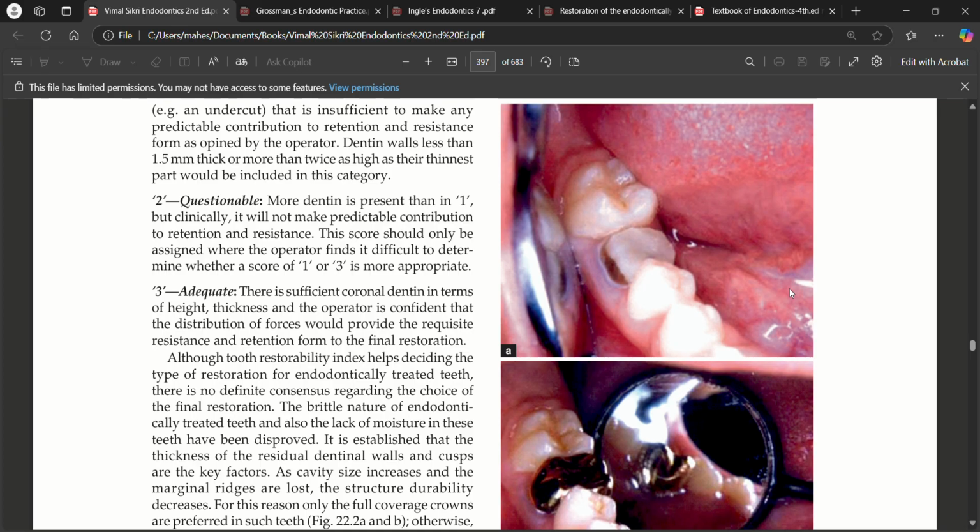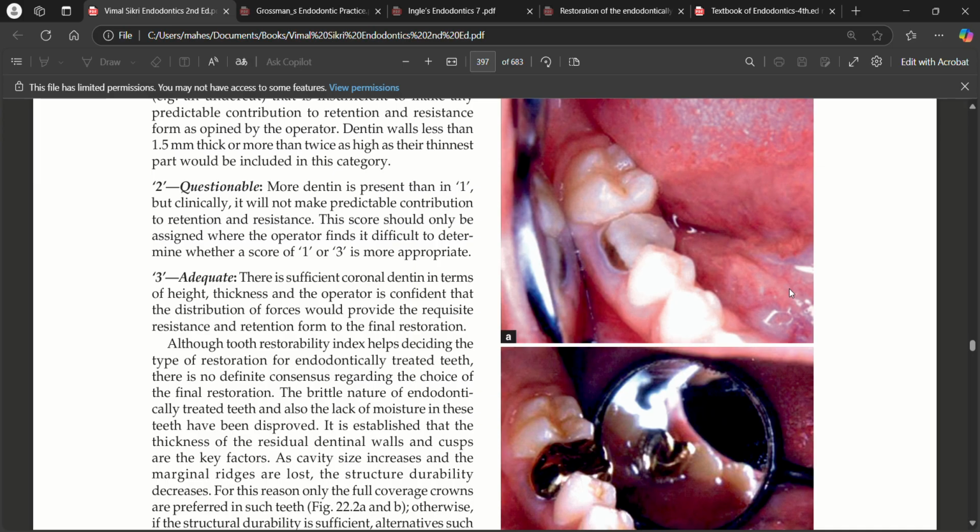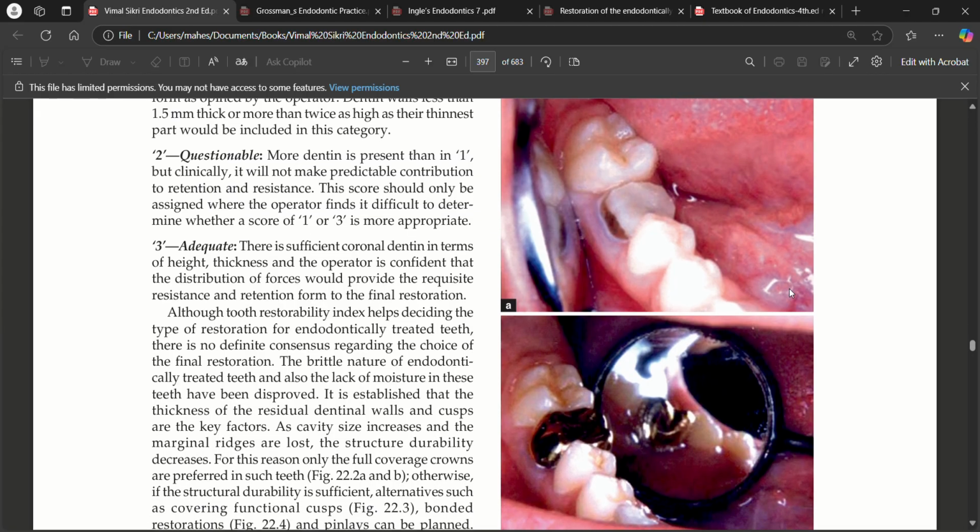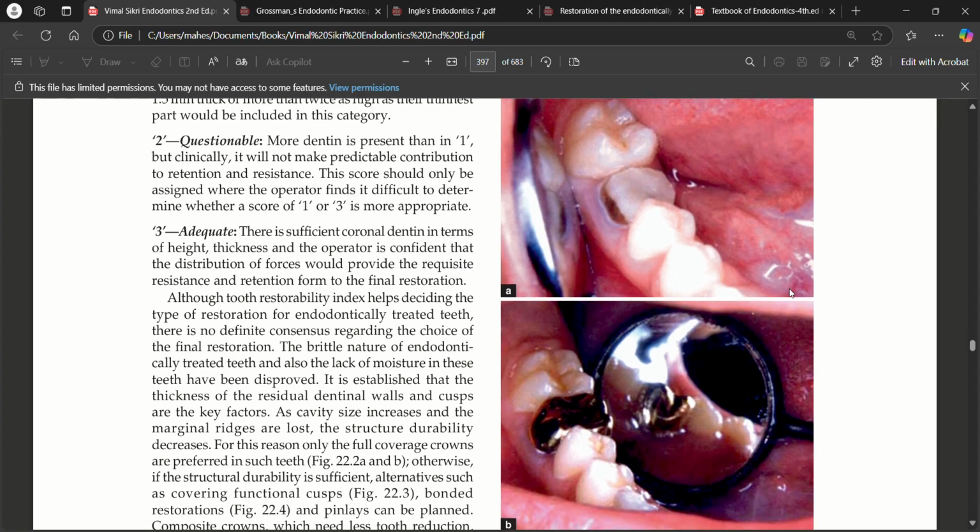Although the tooth restorability index helps in deciding the type of restoration for endodontically treated teeth, there is no definite consensus regarding the choice of the final restoration. The brittle nature of endodontically treated teeth and also the lack of moisture in these teeth have been disproved. It is established that the thickness of the residual dentin wall and cusp are the key factors. As cavity size increases and the marginal ridges are lost, the structural durability decreases. For this reason, only full coverage crowns are preferred in such teeth.